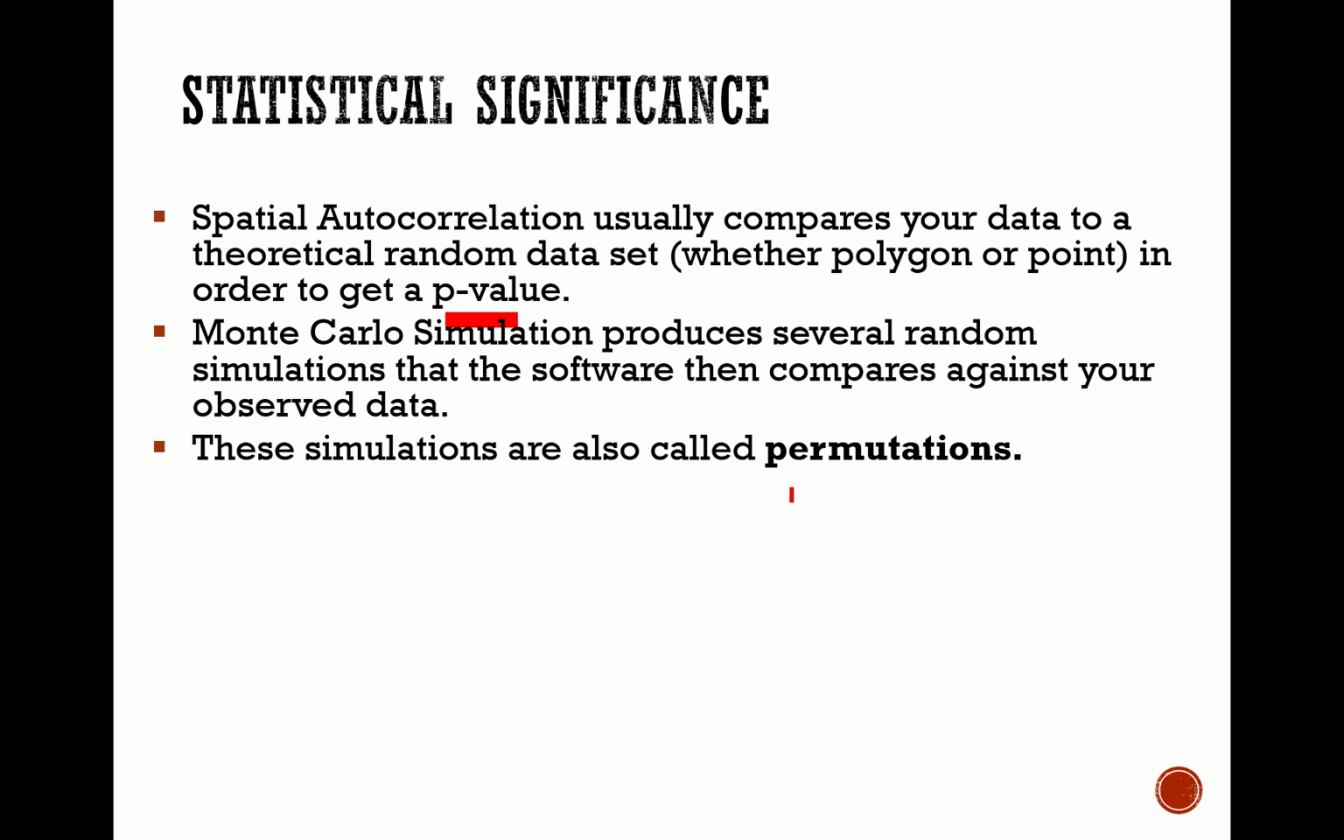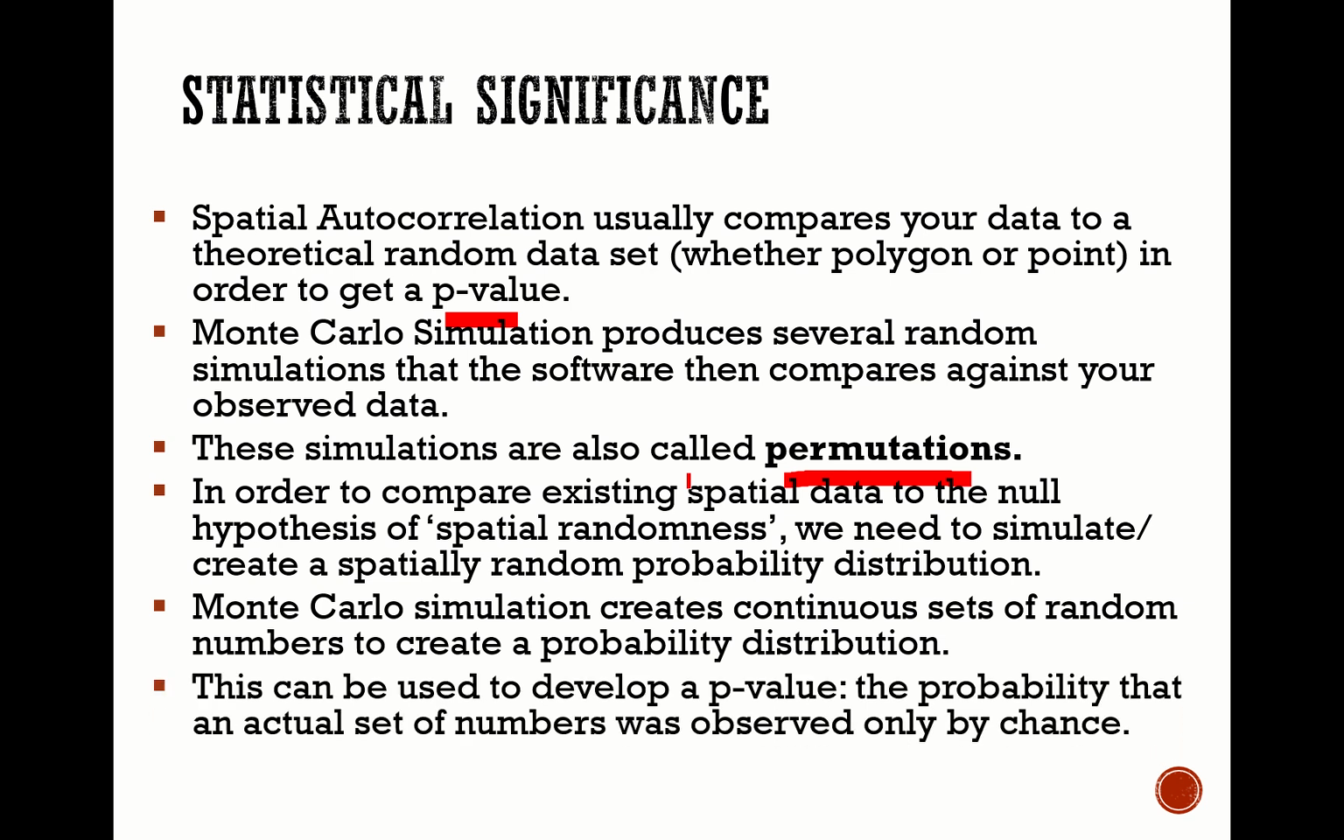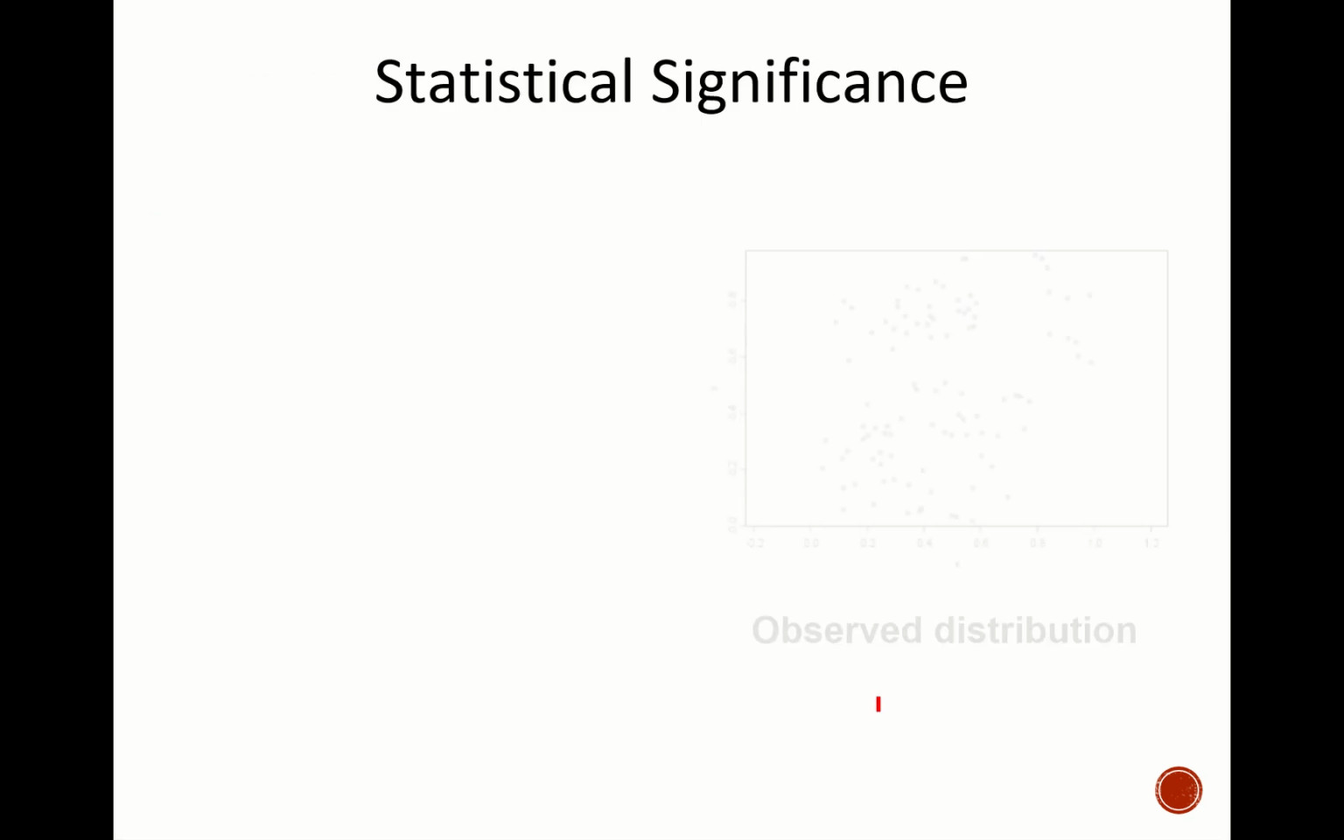In Geog, it's comparing all of these permutations, so it calculates something called a pseudo p-value, because what it's comparing to are modeled or simulated values. They're not really observed values, but they're computed values. It uses this to develop the pseudo p-value, which you can use to determine whether you're going to retain the null hypothesis or reject the null hypothesis.